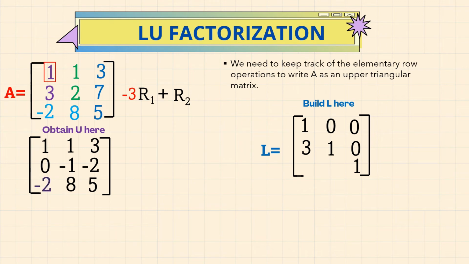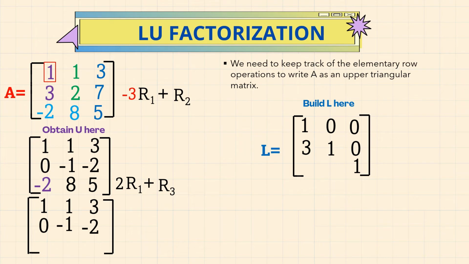The next number that we're going to make 0 is negative 2. What shall we do? We're going to multiply positive 2 to row 1, then add row 3. First, we're going to copy all the entries from row 1 and row 2 into the matrix below. Okay, let's solve row 3. 2 times 1 is equal to 2 plus negative 2 is equal to 0. 2 times 1 is equal to 2 plus 8 is equal to 10. 2 times 3 is equal to 6 plus 5 is equal to 11. We're going to get the opposite of 2, which is negative 2, and put it in the lower triangular matrix under row 3, column 1.